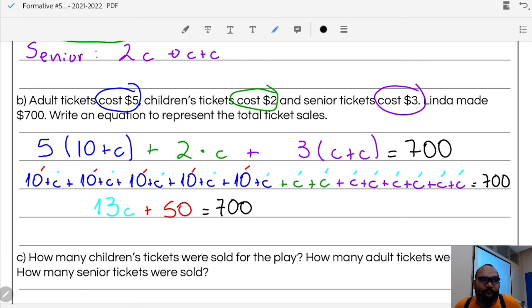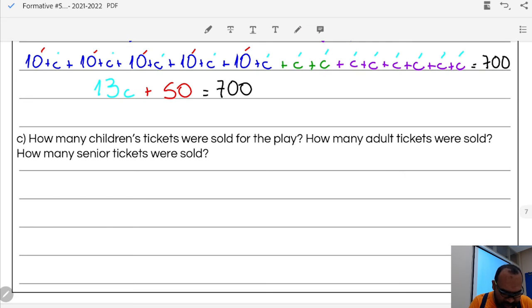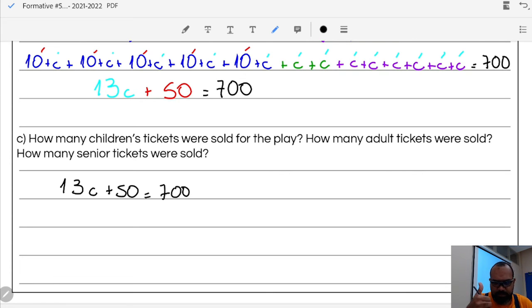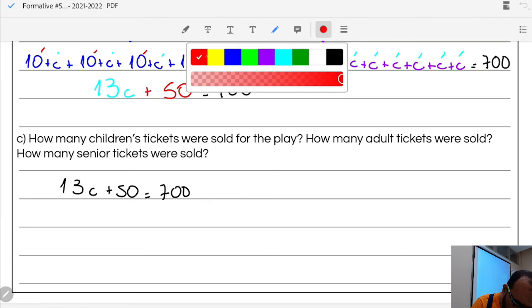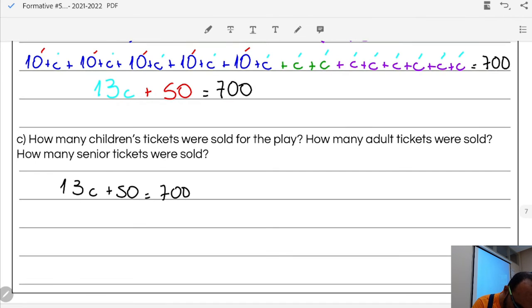To solve it, I hope. Yes, guys, a two-step equation now. Just solve. As you know, here's the equation. You need to solve here and see how many children tickets were sold. Just solve the equation: 13 C's plus 50 equals 700. What is the opposite of adding 50? Subtract 50. Minus 50, and the result now is 13 C's.